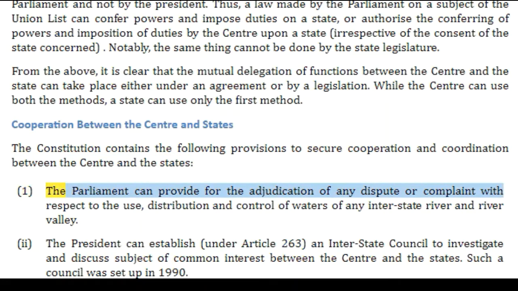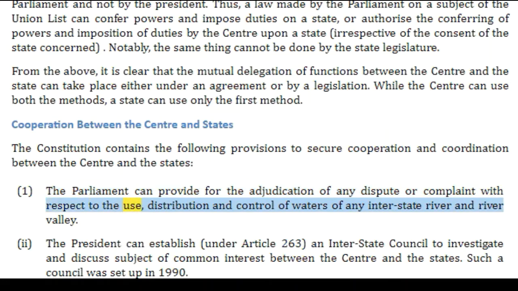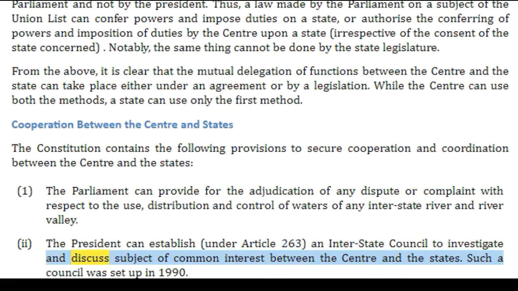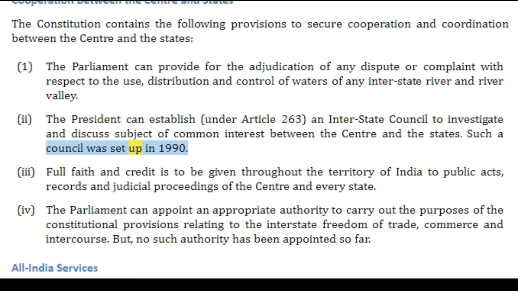1. The Parliament can provide for the adjudication of any dispute or complaint with respect to the use, distribution and control of waters of any interstate river and river valley. 2. The President can establish, under Article 263, an interstate council to investigate and discuss subjects of common interest between the center and the states. Such a council was set up in 1990.